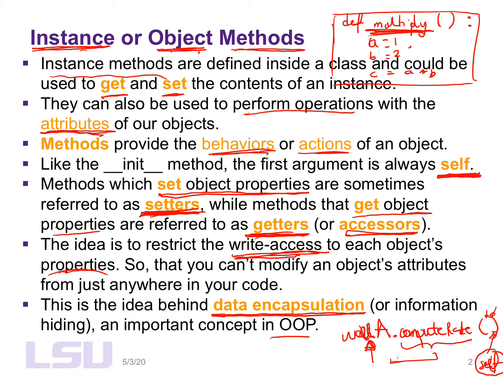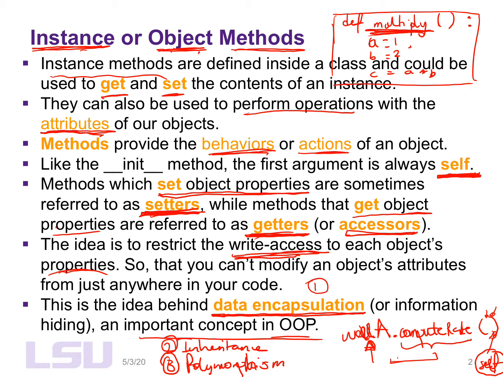So we use the concept of data encapsulation. Like I said, there are three main concepts in object-oriented programming. Data encapsulation is one. Another is inheritance, which we'll talk about next. And the third is polymorphism. All of this may not make any sense to you now, but they will shortly.